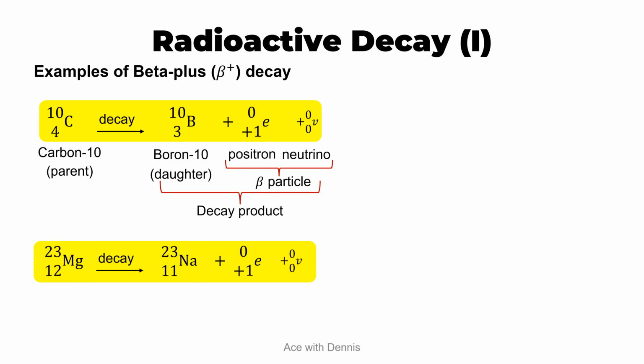The second example of beta plus decay is magnesium-23. After decay, it produces sodium-23, a positron, and a neutrino.